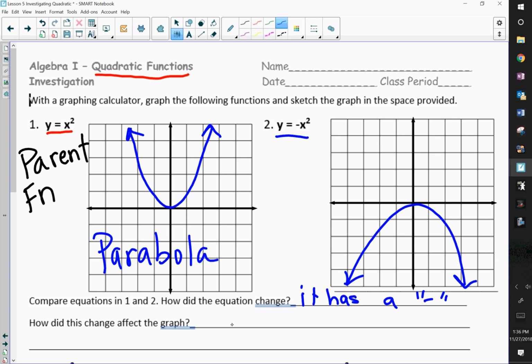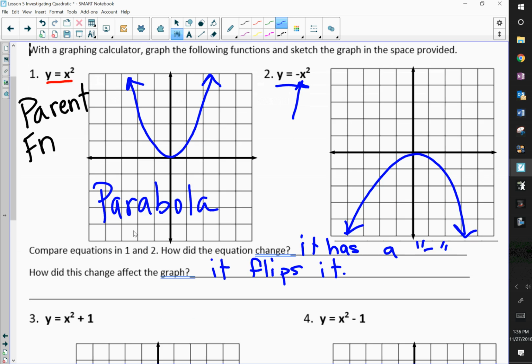How does it change the graph? It flips it. So the negative sign flips it. And if you want, you can think of it like this. The negative part flips it over or flips it off. Okay.